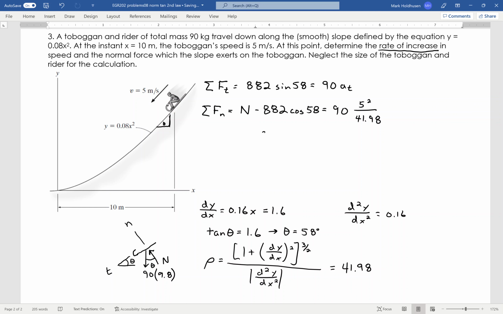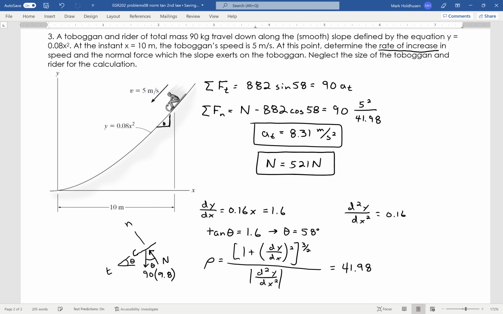So I can find my tangential acceleration. The change in speed is going to be 8.31 meters per second squared. And then from the second equation, I can easily find my normal force, which is going to be 521 newtons, which is fine.